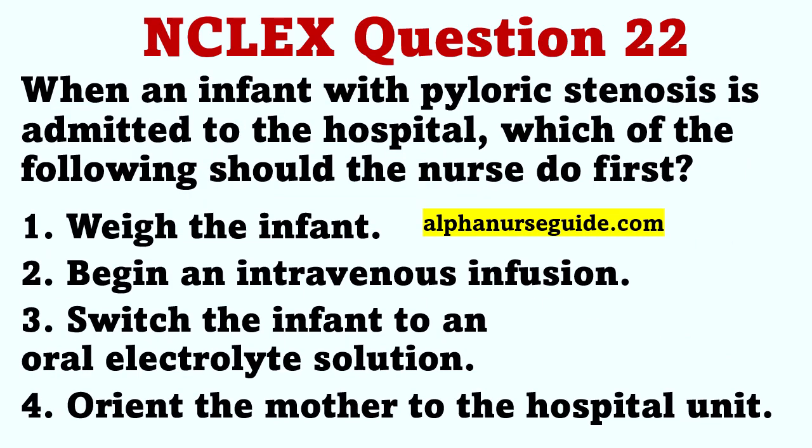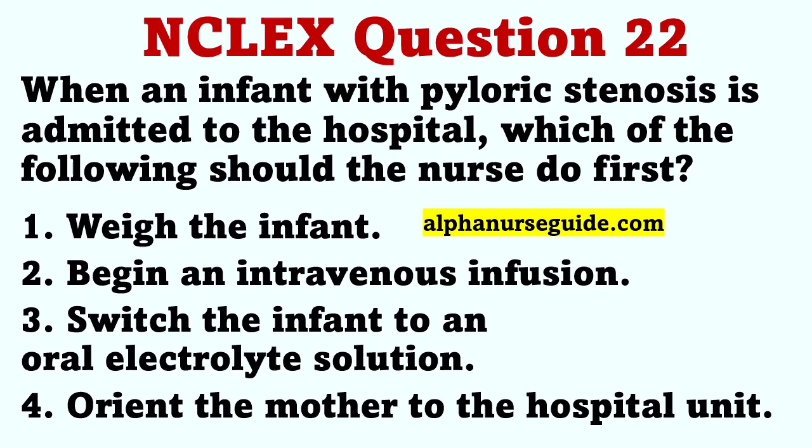When an infant with pyloric stenosis is admitted to the hospital, which of the following should the nurse do first? 1. Weigh the infant. 2. Begin an intravenous infusion. 3. Switch the infant to an oral electrolyte solution. 4. Orient the mother to the hospital unit.